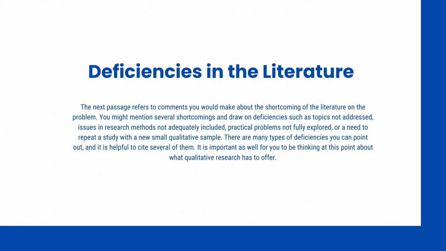You might mention several shortcomings and draw on deficiencies such as topics not addressed, issues in research methods not adequately included, practical problems not fully explored, or a need to repeat a study with a new small qualitative sample. There are many types of deficiencies you can point out, and it's helpful to cite several of them.